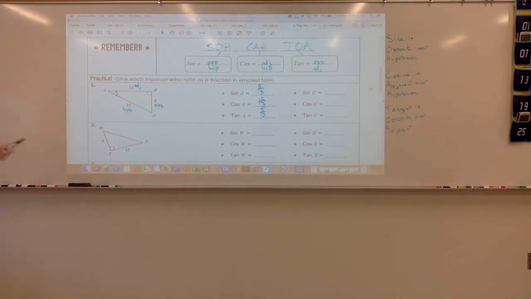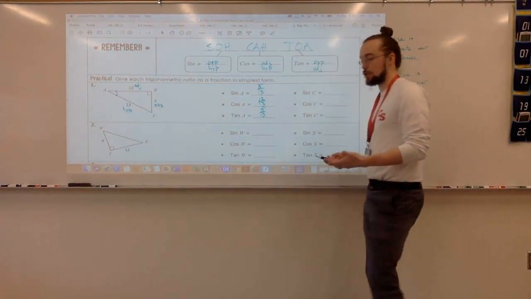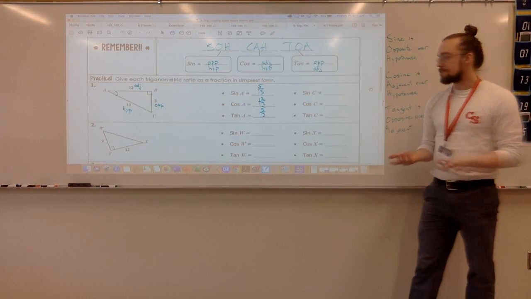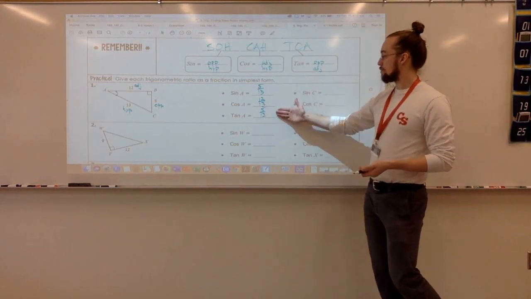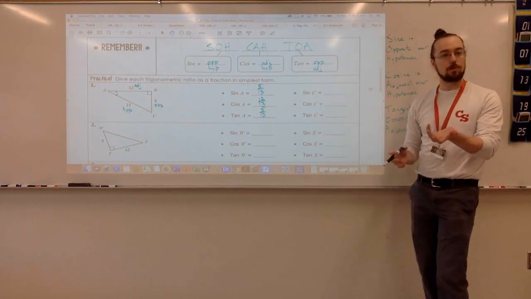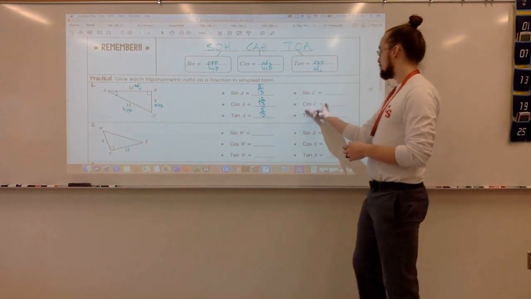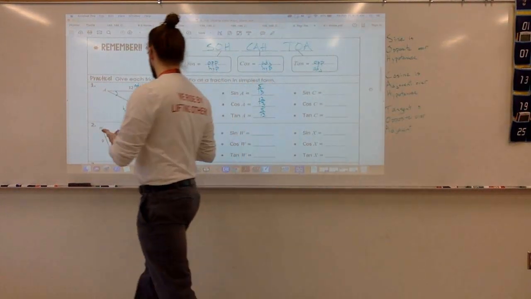So yes, Clayton just asked if we should simplify. Yes. None of these fractions can be reduced, but I think in the next one we can reduce fractions. So yes, whenever you can reduce fractions, reduce them. Okay, so let's finish this one out and do C.